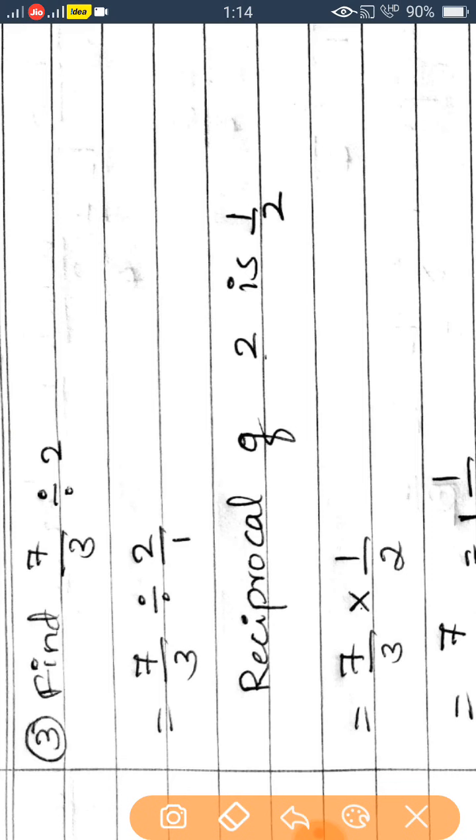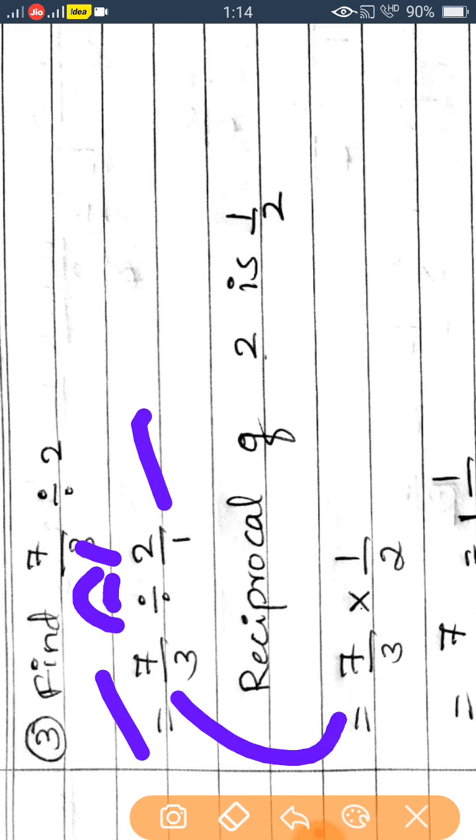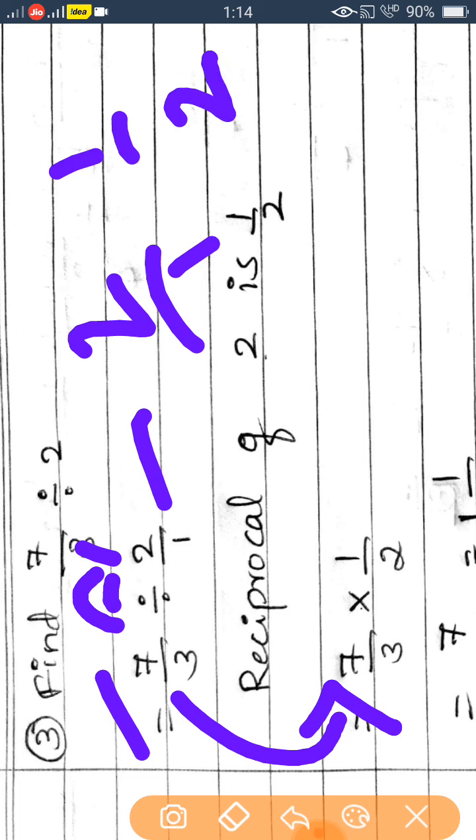So first, before that, we have to convert the whole number to a fraction. 7 by 3 divided by 2, I have written as 2 by 1. So we only take the reciprocal of the number after the division sign, not before. The first one we write as it is, it will not change. Then the reciprocal of 2 by 1 is 1 by 2.